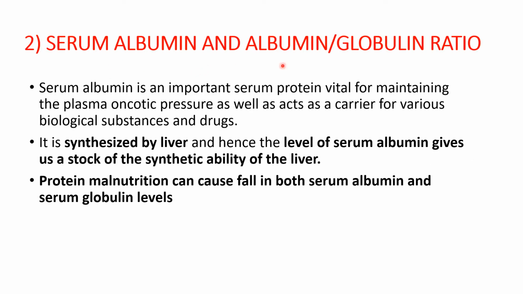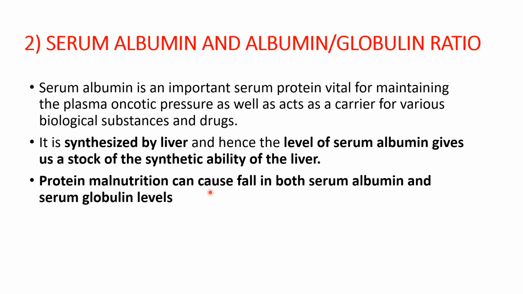Serum albumin and albumin to globulin ratio measurement. Serum albumin is an important serum protein vital for maintaining the plasma oncotic pressure, as well as it acts as a carrier for various biological substances as well as drugs. Albumin is synthesized by the liver, and hence the level of serum albumin gives us a stock of the synthetic ability of the liver.